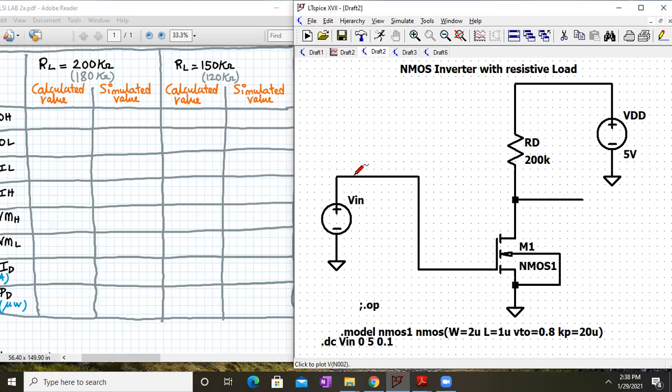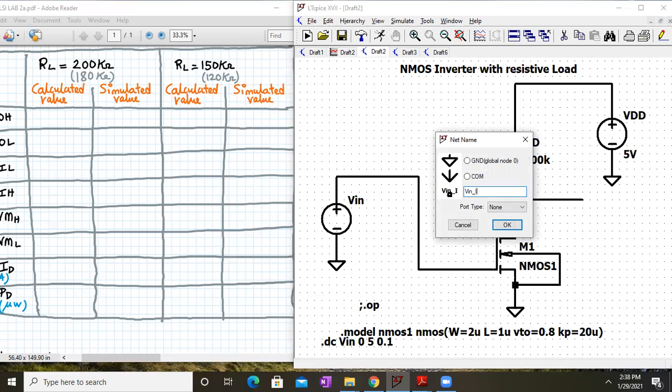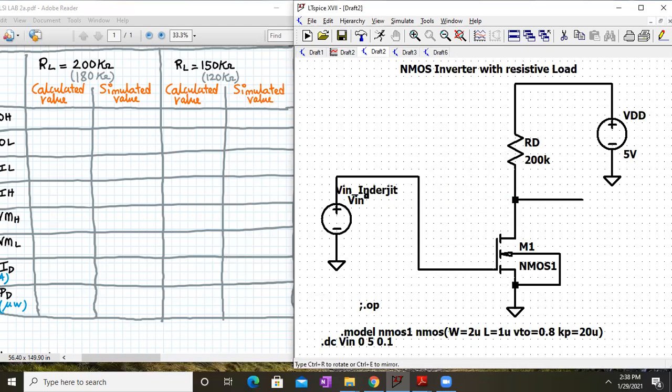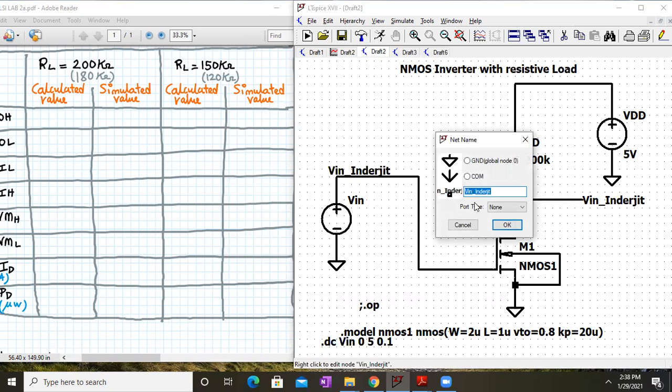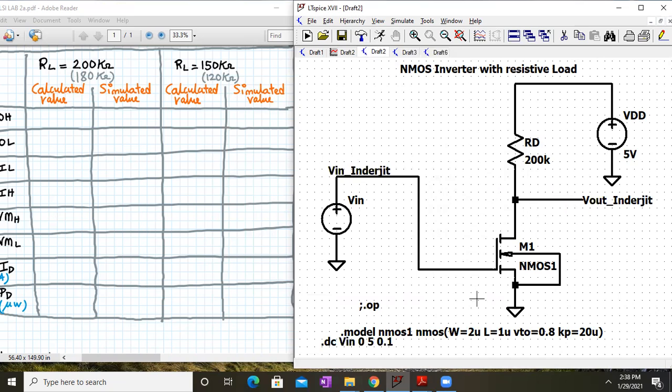And now let's do some addition. We will label the terminals as Vin underscore your name. Please label it like this always. And similarly at the output, I will label it as Vout underscore the name. I mean, you can put your name over here. Okay. So now we got the characteristics.